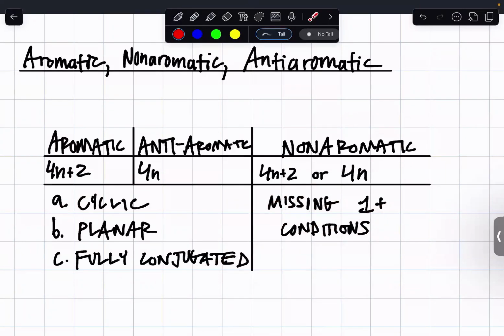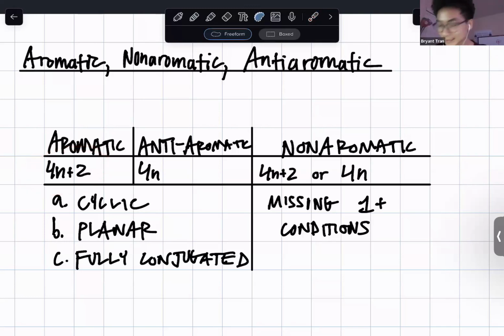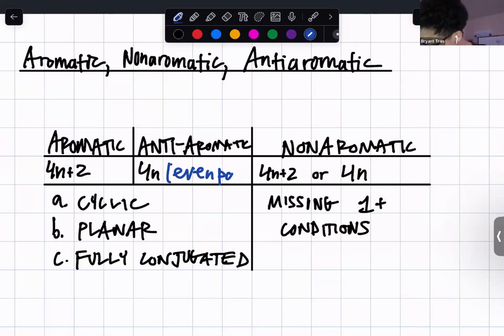I think Leavens, instead of using 4n or 4n plus 2, uses degree of unsaturation odd or even. Is that a valid method? Yes, that is the better method that I use. What you learn in Helix class is 4n plus 2 versus 4n, but I like to think about it in terms of odd pairs of electrons or even pairs of electrons. Anti-aromatic is going to be an even pair of electrons, whereas aromatic is going to be an odd pair of electrons. It's going to make more sense when we do more practice problems.